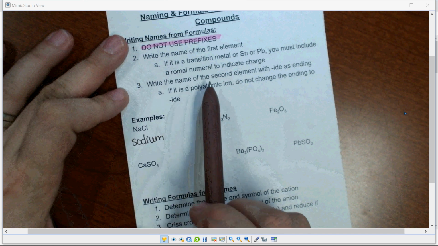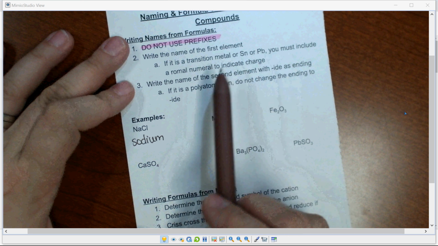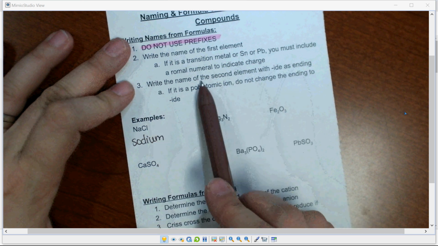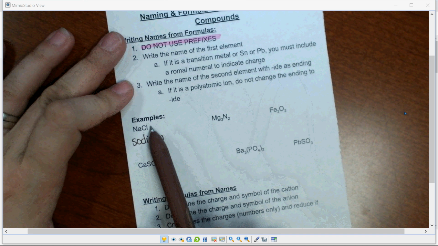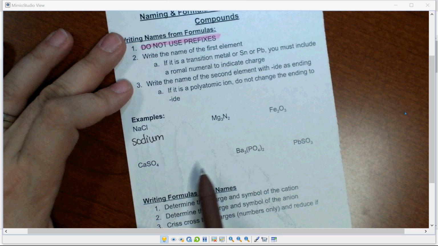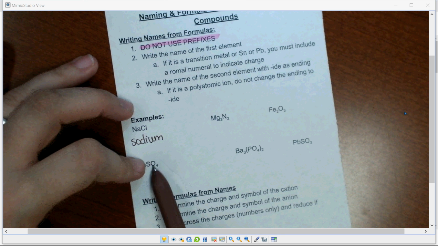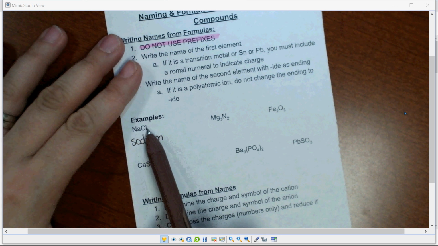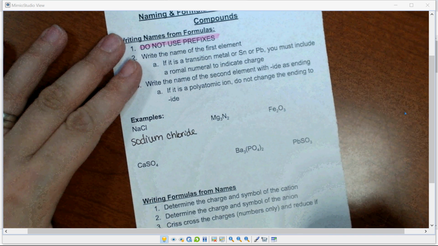And since sodium doesn't fall into this transition metal, tin, or lead category, we don't have to do anything with a Roman numeral. So the next thing you do is you write the name of the second element with an "ide" as the ending. If it is a polyatomic ion, you don't change the ending to "ide." Cl is not one of your polyatomic ions, and the way you know it's not polyatomic is because it's only 1 atom. Polyatomic looks something like this, where you have a group of 2 or more atoms, like SO4, and you should be working on memorizing those. So Cl is not a polyatomic, so we just name it with an "ide" as its end. So it is chloride. And that's it.